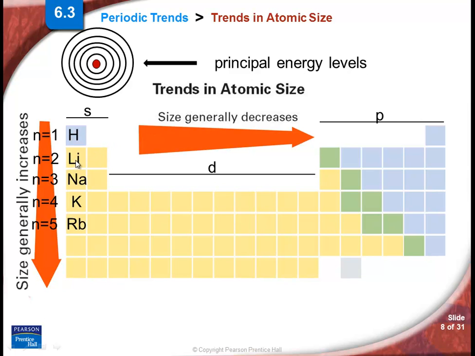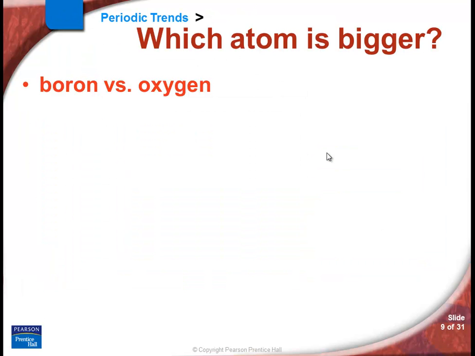As you go, let's say, lithium to beryllium to boron, you're adding more electrons, right? So why wouldn't it be getting bigger? Okay, that will be in one of the next video presentations. That gets a little bit more involved.